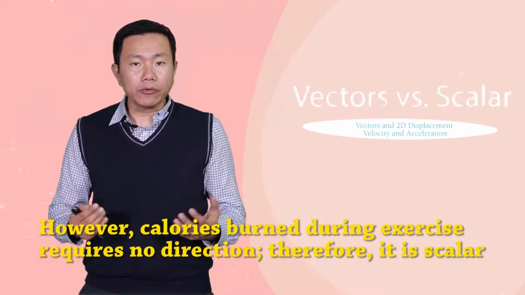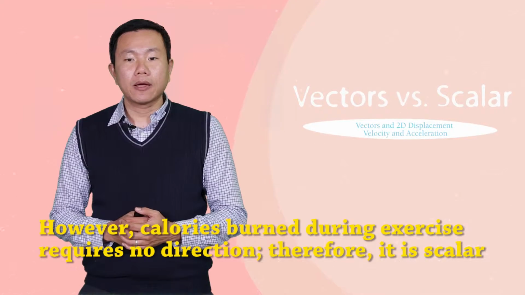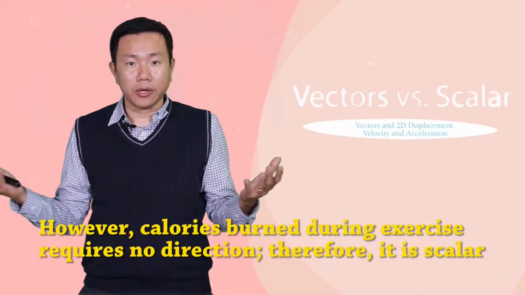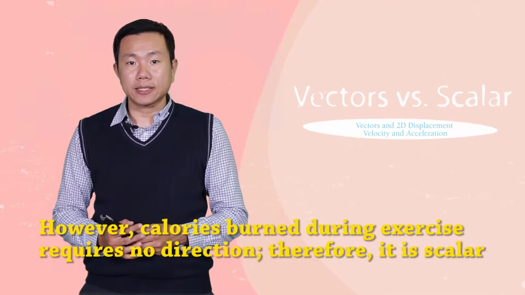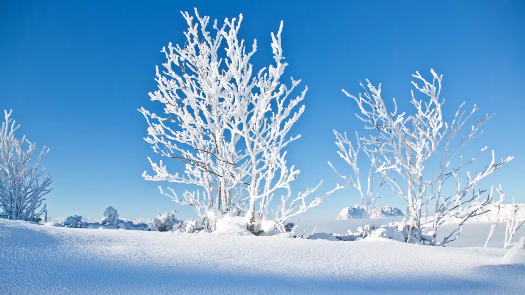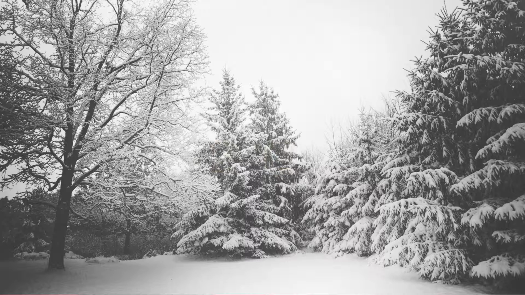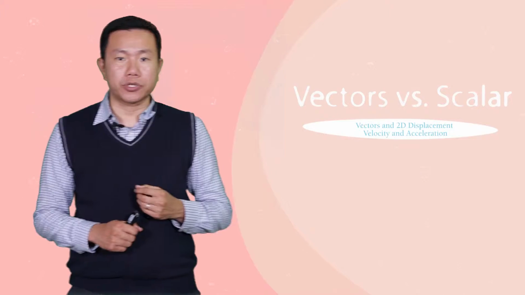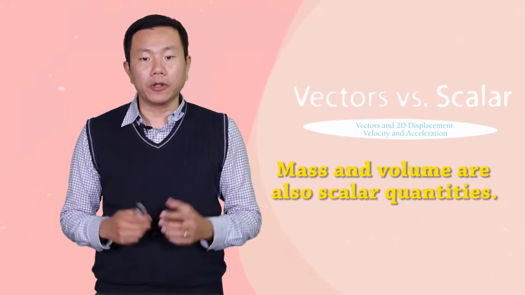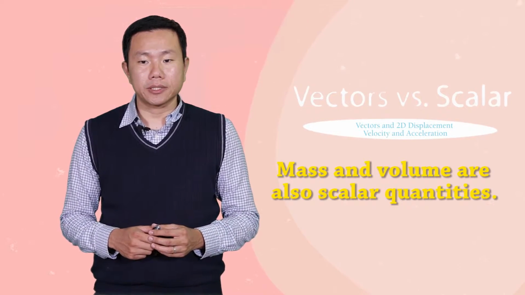However, calories burned during exercise require no direction. You just burn and burn without any direction. Therefore, it is a scalar quantity. During winter, when the temperature reaches -2 degrees Celsius, the negative value does not denote any direction. So just the actual temperature gives us a scalar value. Mass and volume are also scalar quantities.